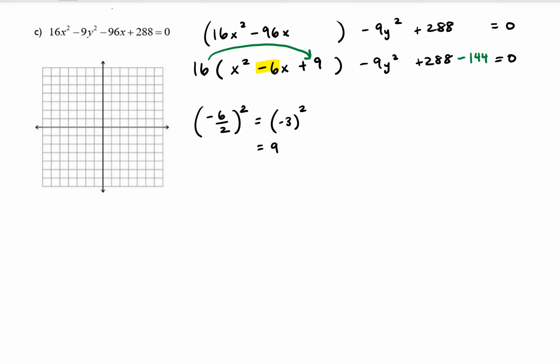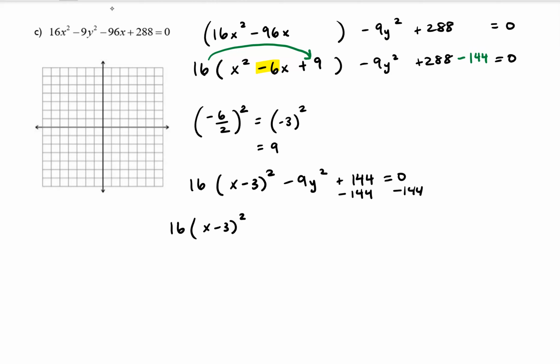Now let's do some algebraic simplification. So I'm going to have 16 times, I can factor the thing inside of the parentheses to be x minus 3 quantity squared, minus 9y squared, plus 288 minus 144 is 144, and that is equal to 0. Now what I want to do is subtract 144 from both sides, and that will give me 16 times x minus 3 squared minus 9y squared is equal to negative 144.